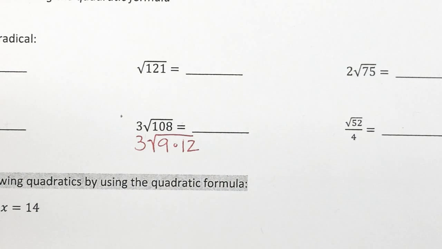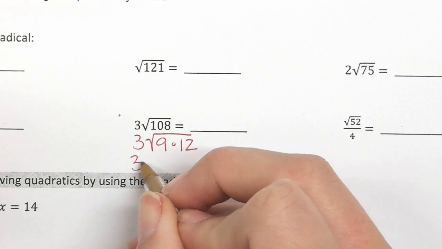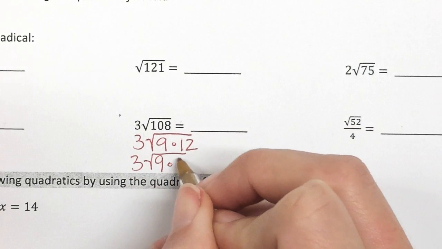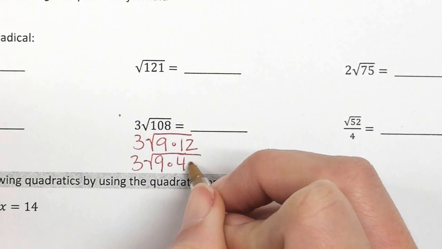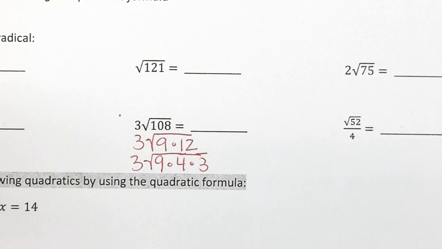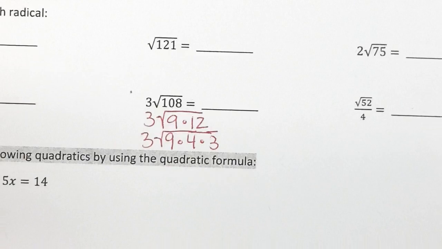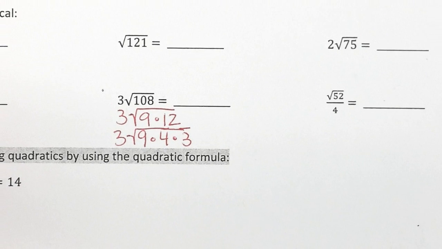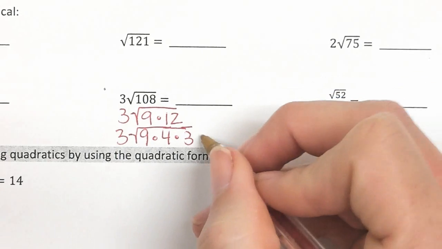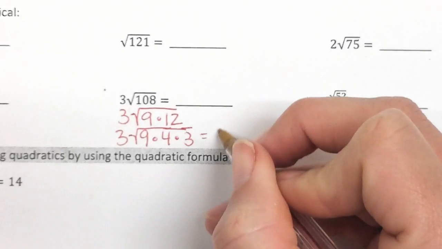Yes. What's the perfect square in 12? 4 and 3, right? So let's break this up even more. 3 square root of 9 times what? 4 times 3. Good. Alright, the square root of 9 is going to be what? 3, plus or minus. Good. So we put on the outside with the 3, plus or minus.